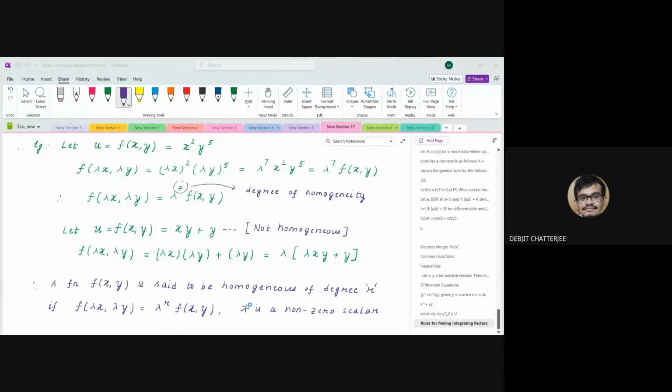Yes, sir. All right. So just remember it this way: if I change x and y in the same proportion lambda, then by what proportion does the functional value change? If it becomes lambda raised to the power r, then that r is the degree of homogeneity, to what extent the functional value changes. And if you can express any multivariate function in this manner, then that function is a homogeneous function, otherwise not.